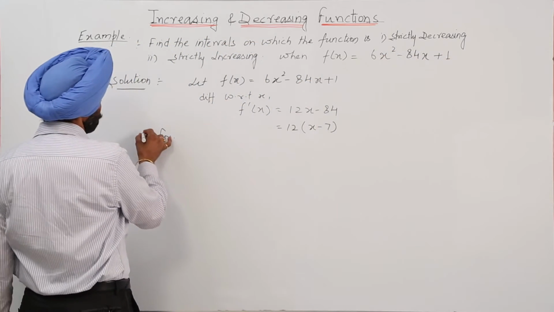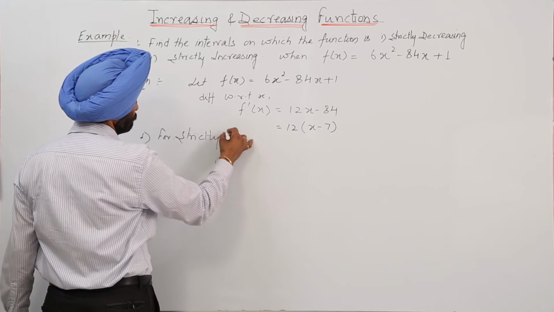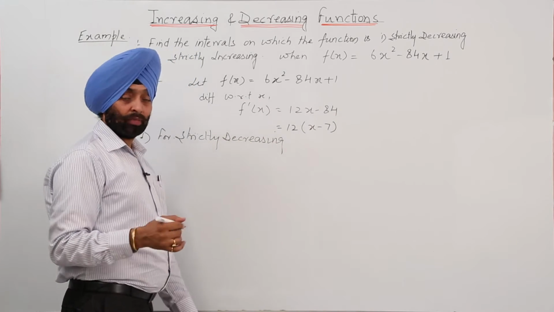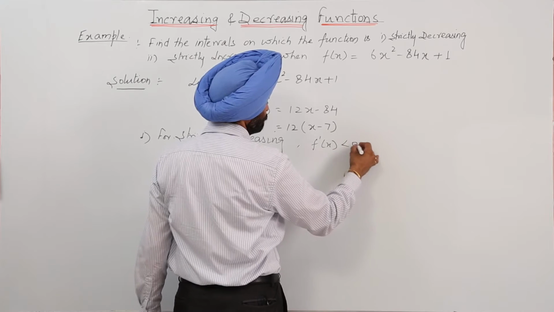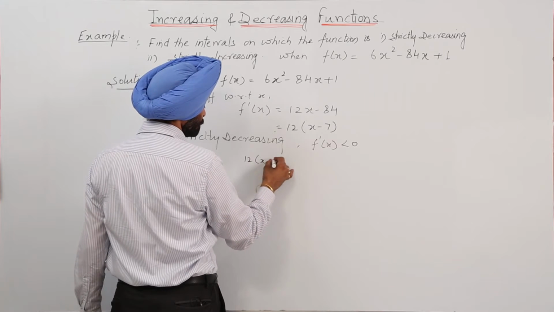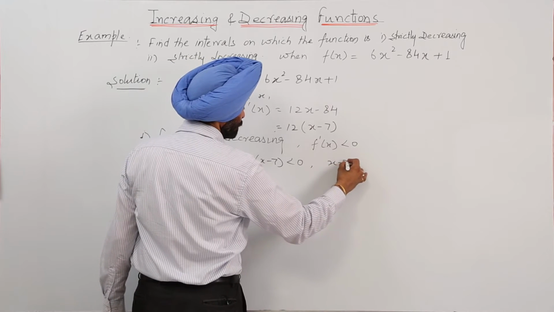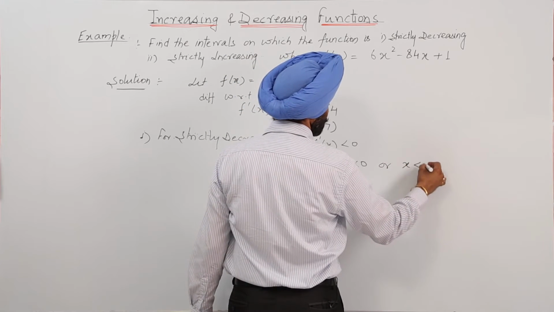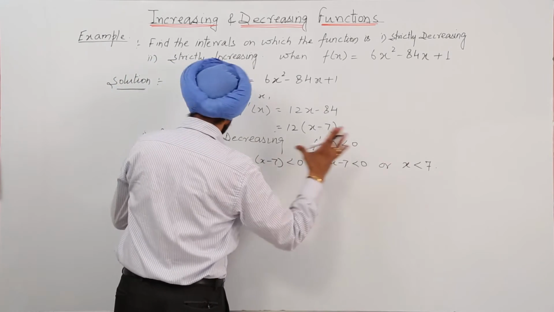Now, for the decreasing part, first thing is for strictly decreasing. The condition was what? f'(x) is less than 0. So, we now have 12x minus 7 is less than 0, or x minus 7 is less than 0, or x is less than 7. Now, I am leaving this part here.